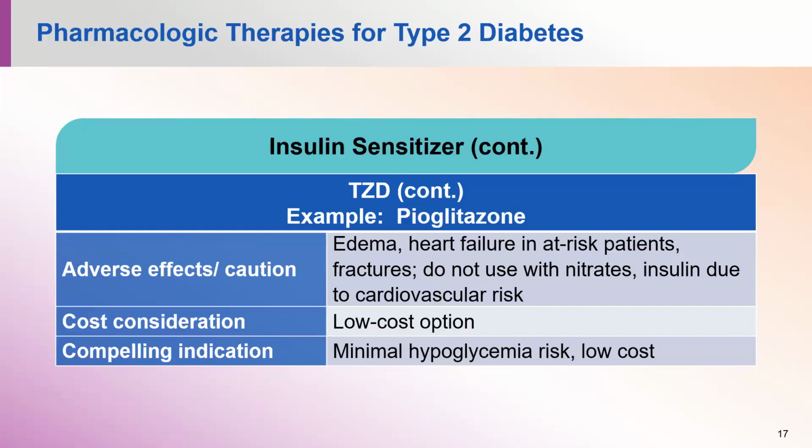And that's why you will see the folks transitioning from being acute care RNs to outpatient NPs, which most of them are training to do, in family and adult gero primary care, that they see pioglitazone discontinued but really never started. Don't use with nitrates or insulin due to the cardiovascular risk. It increases the circulating volume way, way too much. Low cost option, compelling indication, minimal hypoglycemia risk, and low cost.